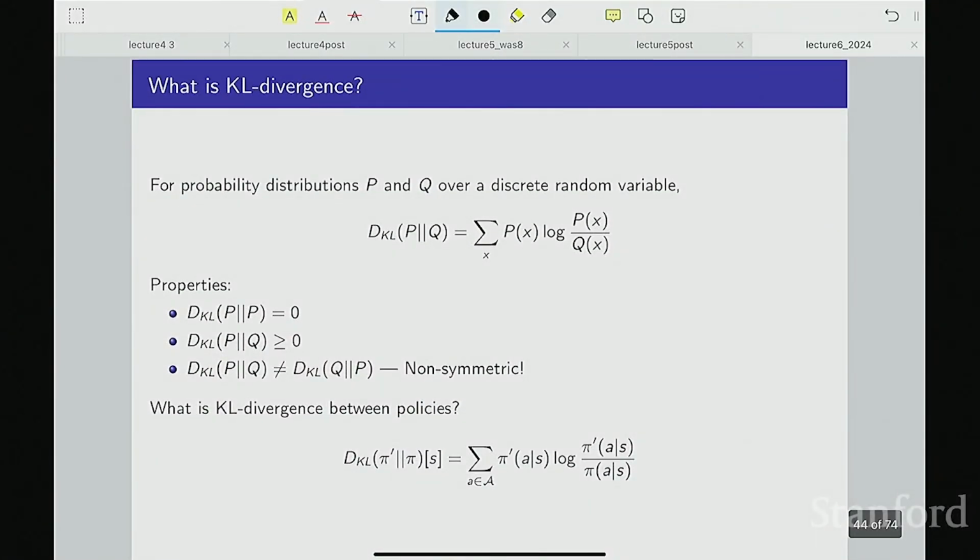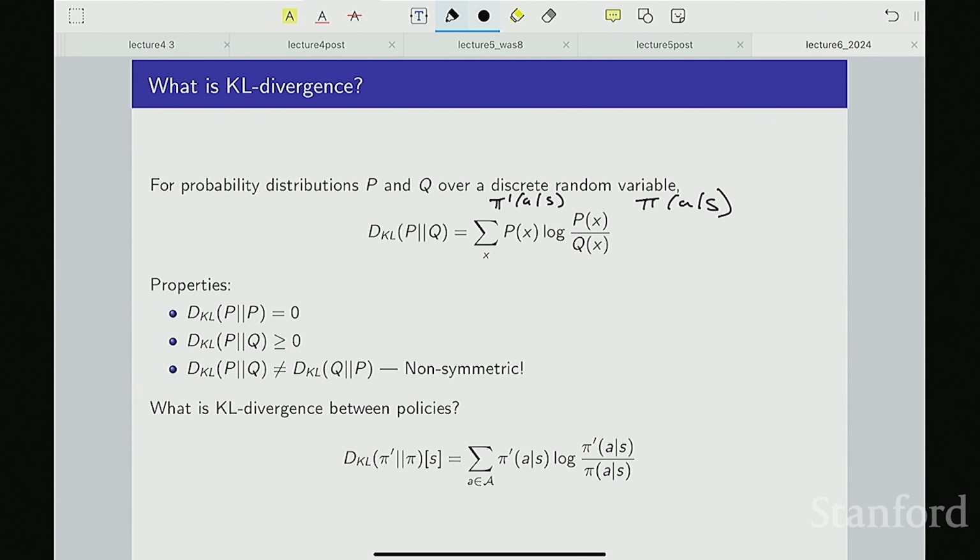Some of you might have seen this before, but in case some people are new: KL divergence allows us to compare two probability distributions. In our case, this is going to be over actions we will take, like pi of A given S versus pi prime of A given S. Both of these are probability distributions that sum to 1 for a particular state. In our case, what we would be summing over here, x, would be A, so we'd be summing over all of these.